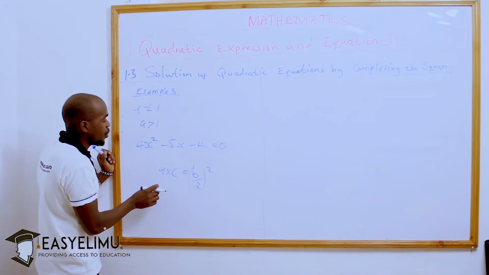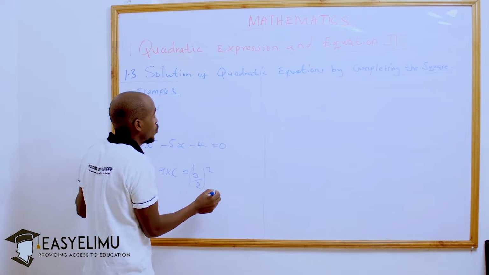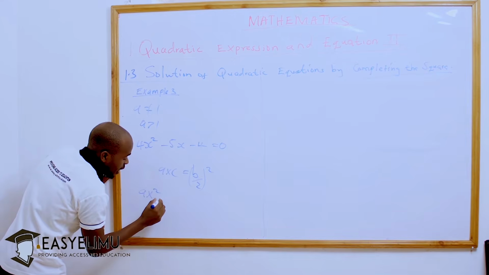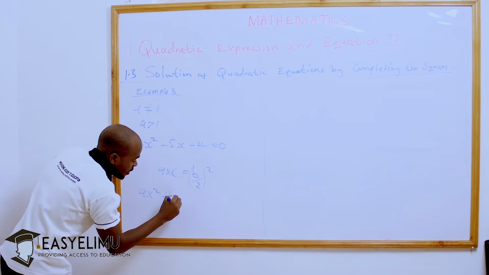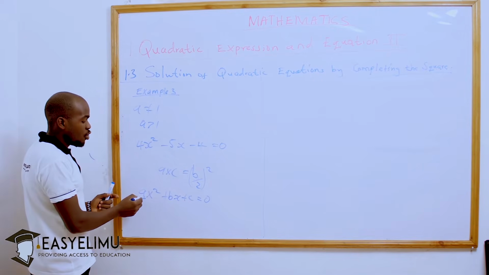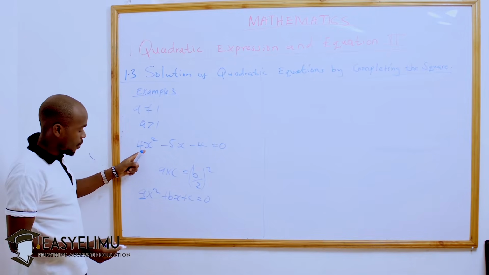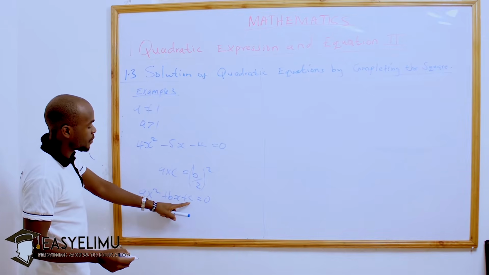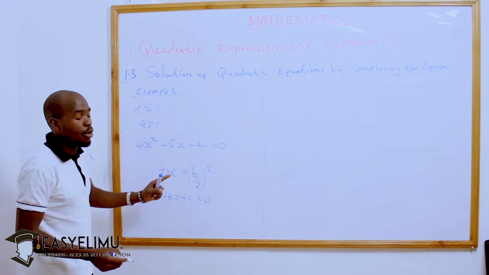And if we do that, we are going to identify using the quadratic equation, whereby we know the quadratic equation resembles ax squared plus bx plus c equals 0, meaning that here our value of a is 4, value of b is negative 5, and value of c is negative 4 according to this one.